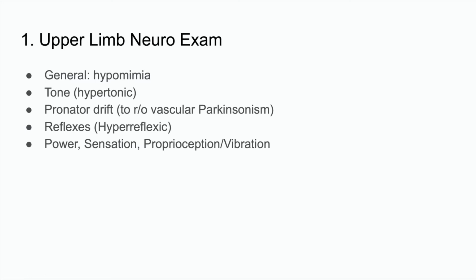During general inspection, look out for hypomimia. The tone of the patient should be hypertonic with lead pipe rigidity as well as cogwheel rigidity. Cogwheeling is the equivalent of rigidity plus tremors. Do a pronator drift to rule out vascular Parkinsonism as a secondary cause. Check for hyperreflexia and complete the rest of the examination, which is usually normal.